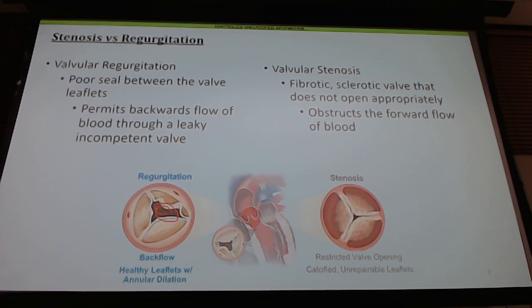On the flip side with stenosis, you can see the valve looks kind of diseased, it's thickened, it's calcified. And you can imagine, think of it as scar tissue. Does scar tissue move freely? And the answer is no, right? That's what's happening to the cardiac valves when we have a stenotic murmur.